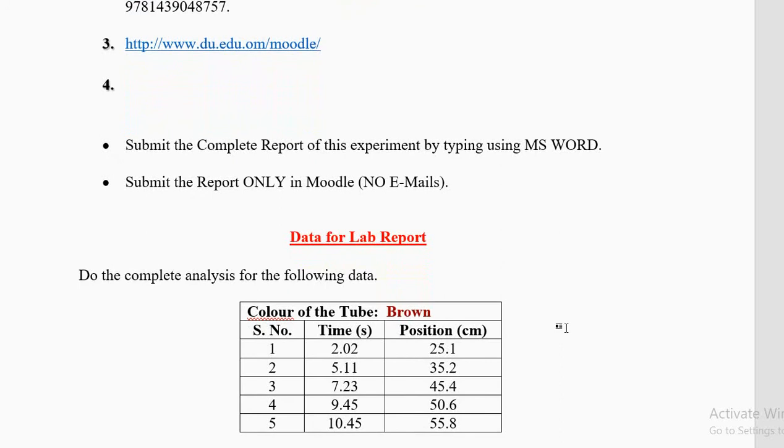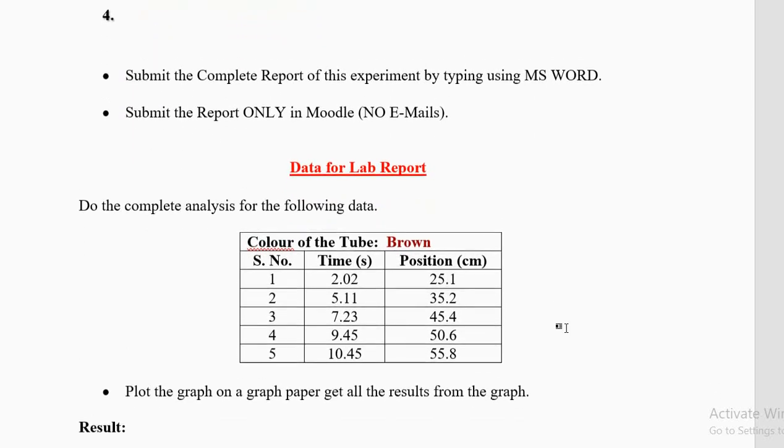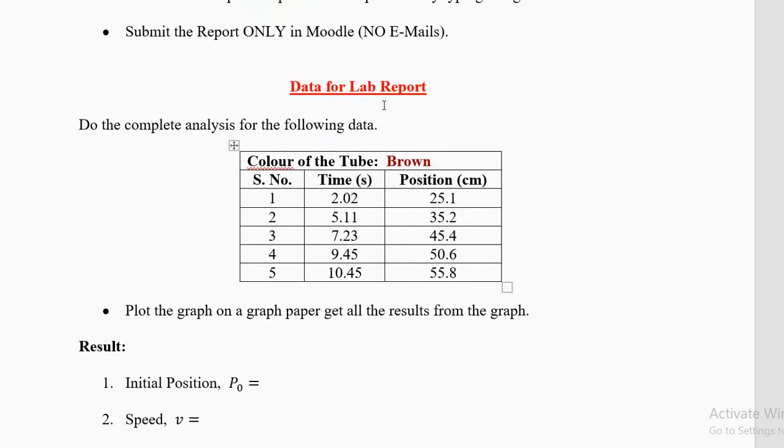Now, what you have to do for your lab report, write the complete lab report as given in this. You find the theory from somewhere and do it. And what about the data for the lab? The data for the lab is given here. The color of the tube is brown. Again, you have 5 positions and 5 times. So you start at 2.02 seconds and complete at 10.45 seconds.